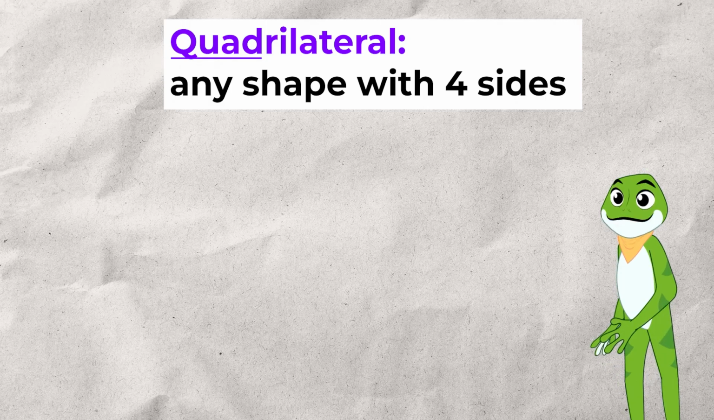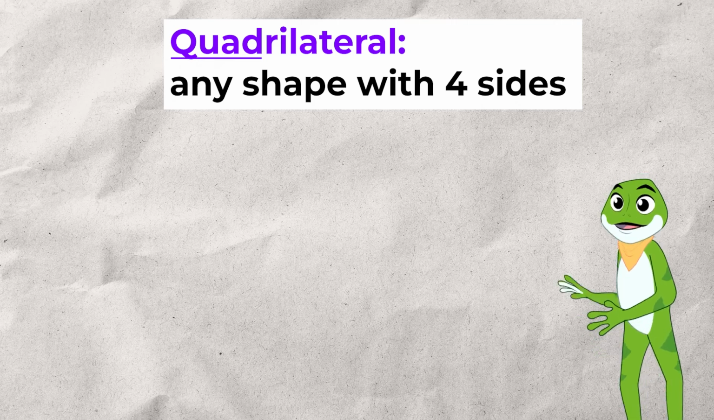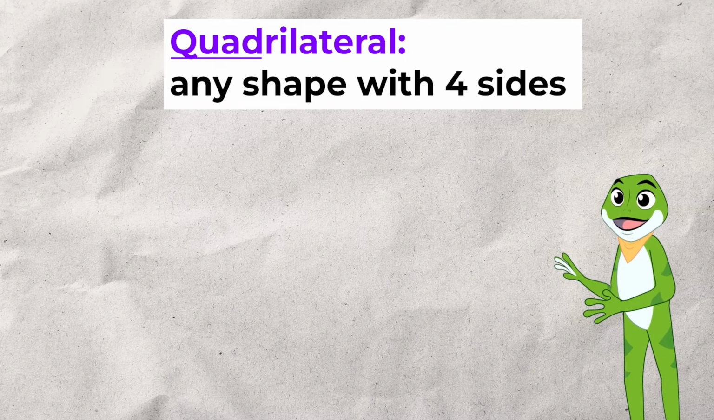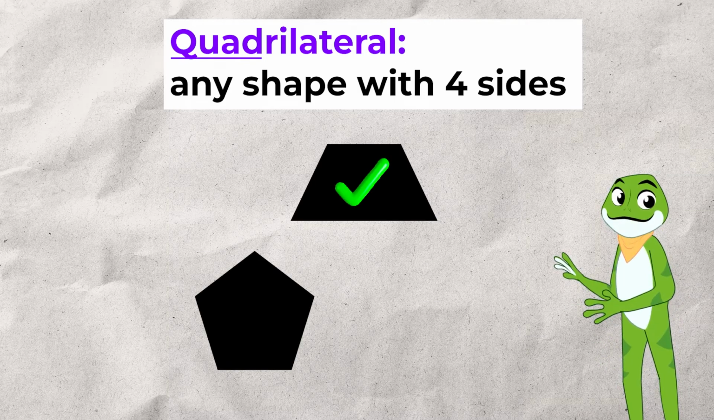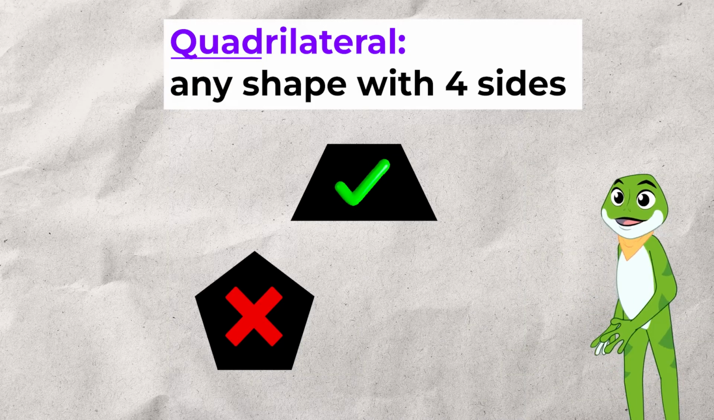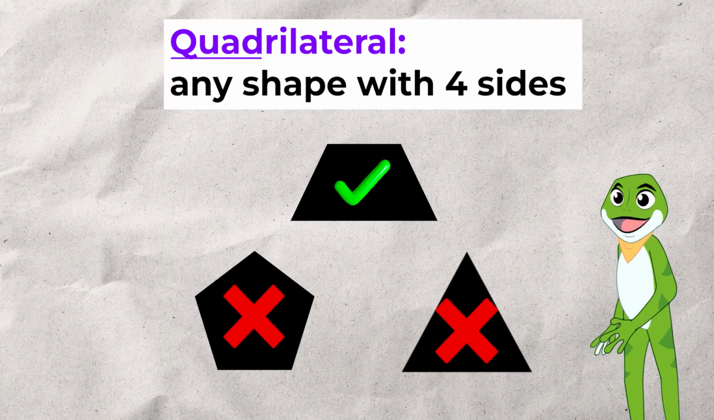Following the rule that anything with 4 sides is a quadrilateral, we can determine that this is a quadrilateral. But this shape has too many sides to be a quadrilateral, and this shape doesn't have enough sides to be a quadrilateral.